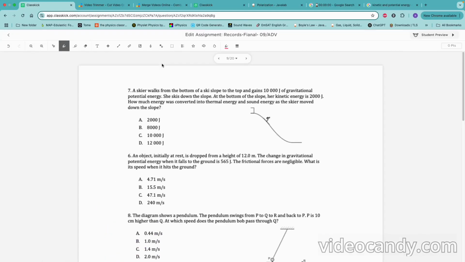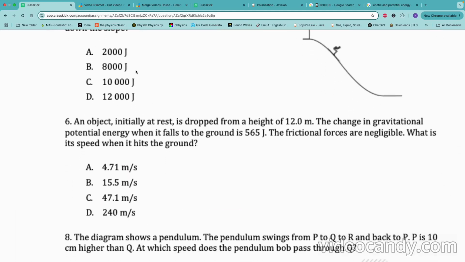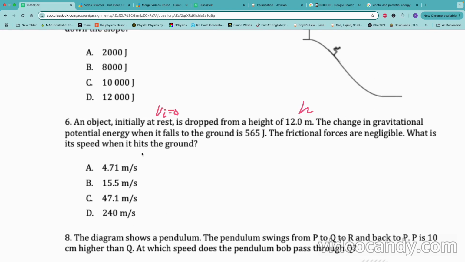In this question, an object initially at rest, which means Vi is equal to 0, which is the initial velocity, is dropped from a height of 12. So Vi is 0, and this is the height. The change in gravitational potential energy when it falls to the ground is this. The friction forces are negligible. What is the speed? We have to calculate speed.